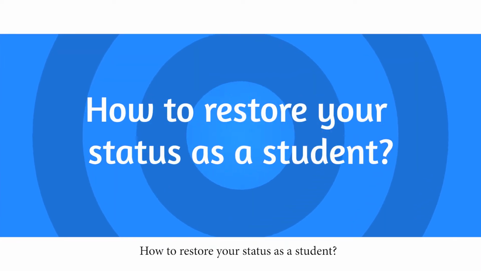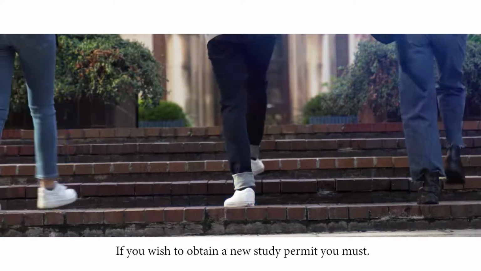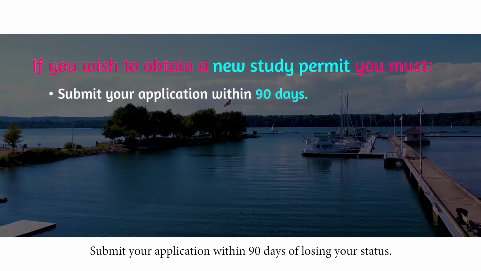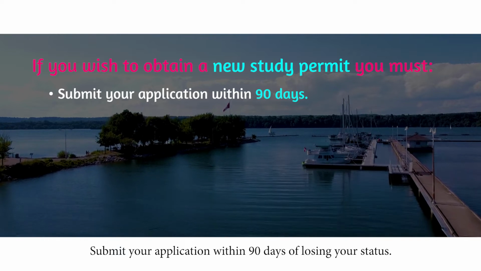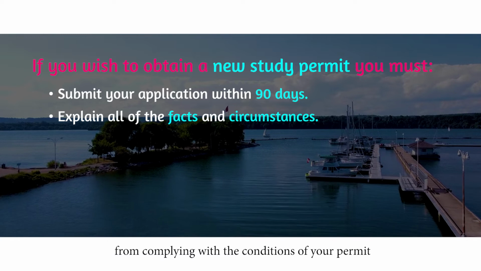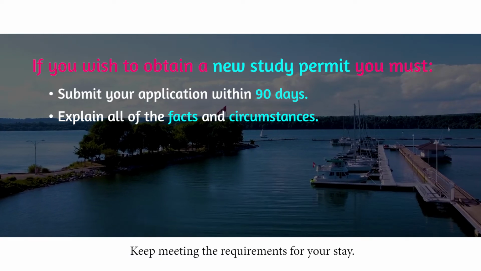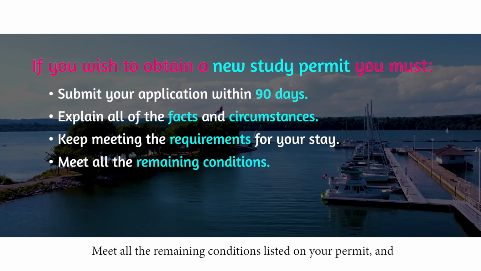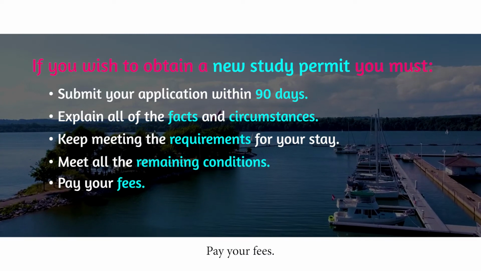How to restore your status as a student. If you wish to obtain a new study permit, you must submit your application within 90 days of losing your status. Explain all of the facts and circumstances that prevented you from complying with the conditions of your permit. Keep meeting the requirements for your stay. Meet all the remaining conditions listed on your permit, and pay your fees.